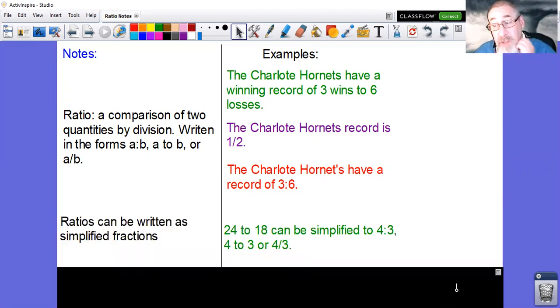We can also write ratios in the simplest form. You noticed in the second example of the Charlotte Hornets, I put that as 1 to 2, or 1/2, which is a simplified fraction. So when we have the ratio 24 to 18, we can simplify that to 4 to 3 using the colons. We can also use the words 4 to 3, or of course the simplified fraction, 4 over 3, or 4/3. Now remember, you guys can pause and take as much time as you need on these. I'm going to move on.